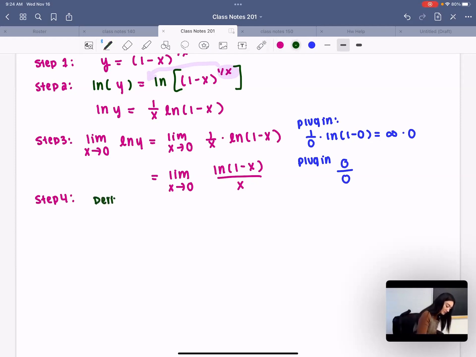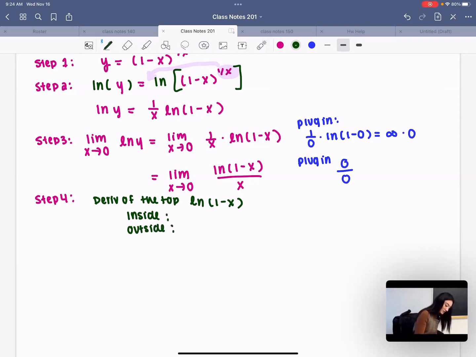So the derivative of the top, which is ln of 1 minus x. What rule are we using here? Chain rule, right? So got to have an inside, got to have the outside.